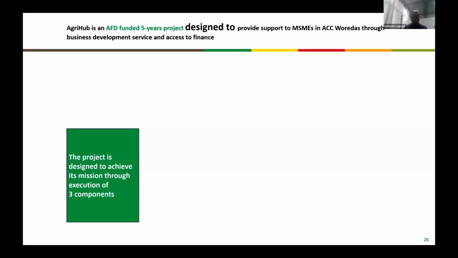The main purpose of this project is to provide BDS services and access to finance support for the enterprises that are established under the ACC program. So far, we have about 17 projects, and under these projects, several enterprises are established. To strengthen the BDS and the finance services, this AgriHub project is now supporting them.